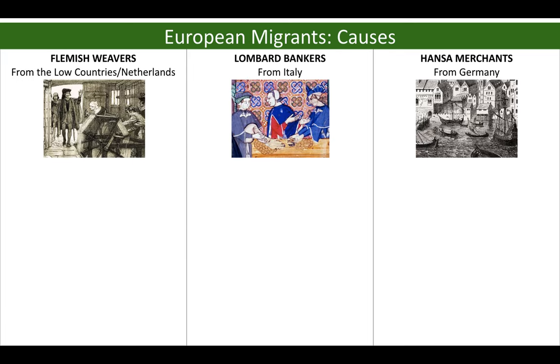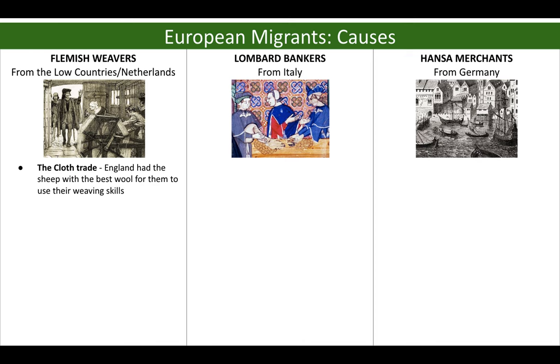The final three migrant groups from the medieval period I've grouped together because we learn about them in less detail, and also in many ways they're very similar. So these three groups are all from different parts of West Europe. We have the Flemish weavers, who are from the Low Countries, the area that is now kind of Belgium, the Netherlands. We have the Lombard bankers, who are from Lombardy in Italy. And we have the Hansa merchants, people from the Hanseatic League, who were mainly German.